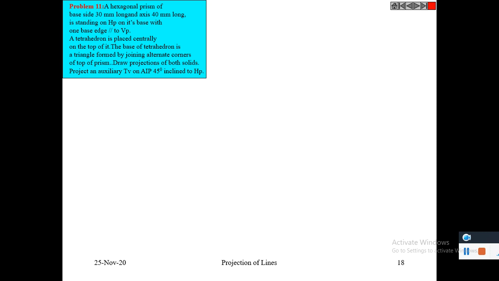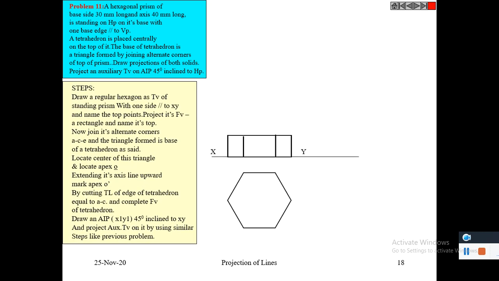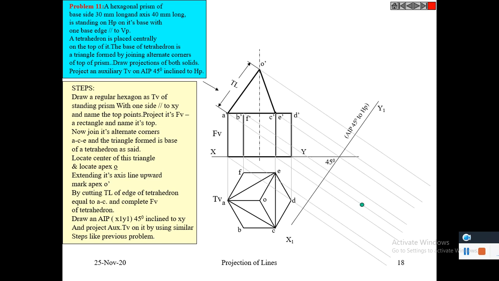Project an auxiliary top view on auxiliary inclined plane 45-degree inclined to HP. This is the auxiliary inclined plane, inclined 45-degree to HP. It is projected to that.